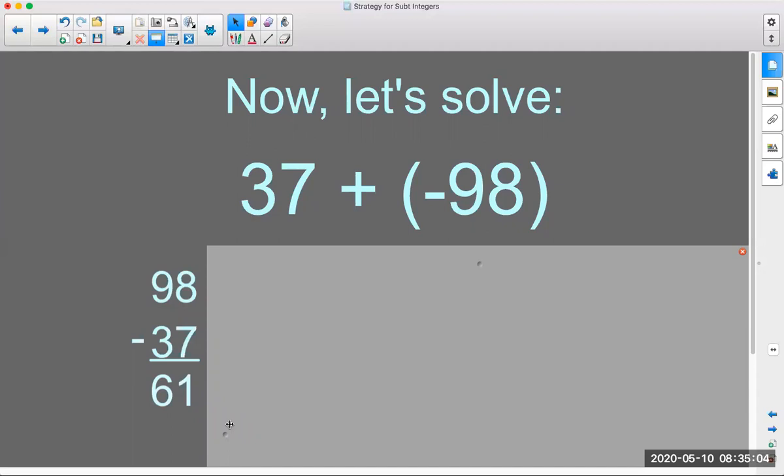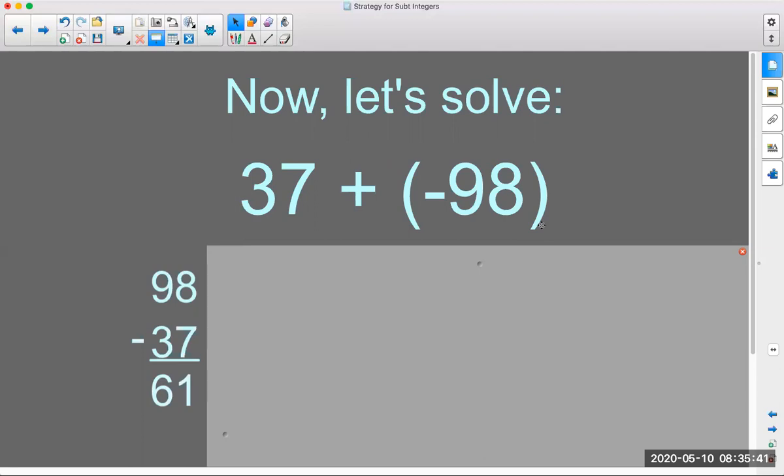So the rule lady said something about the distance from zero. I said you use the sign of the one that had the greater distance from zero. Okay, all right. So which one is farther from zero? Is 37 farther away or is negative 98? So 37 is 37 units away from zero, and negative 98 is 98 units from zero. So that means we should use the negative sign on that 61. That sounds good. I like that.